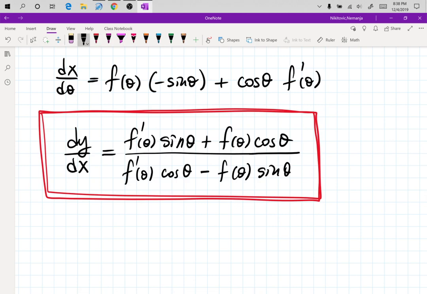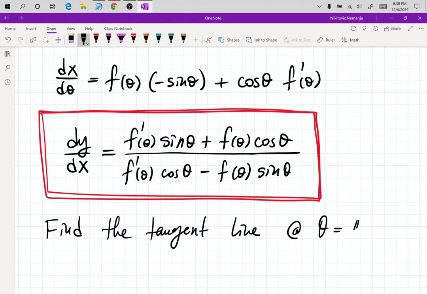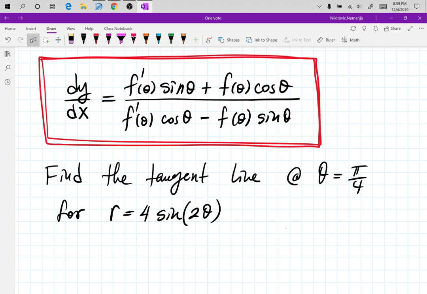Now, find the tangent line at theta equals pi over 4 for r equals 4 sine 2 theta. This was the flower we had that was at the angle. Okay? So you want to find the tangent line for this one.